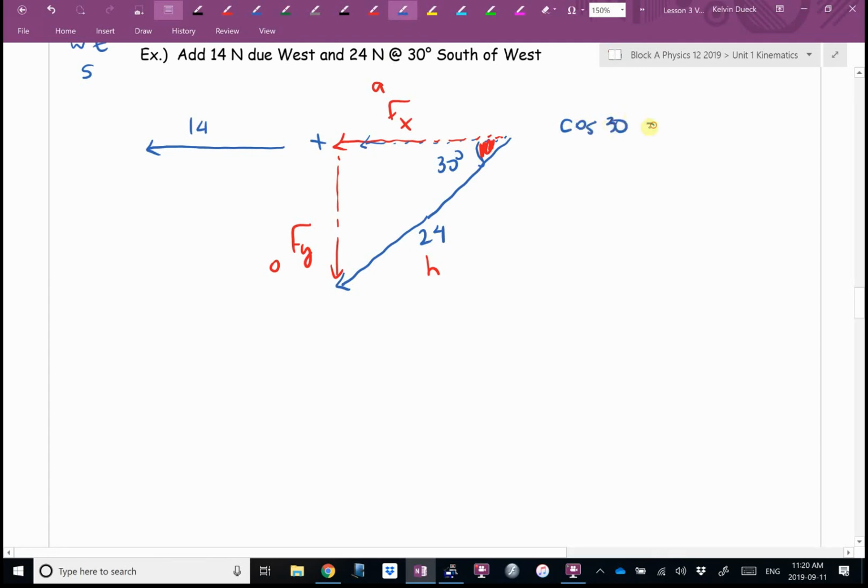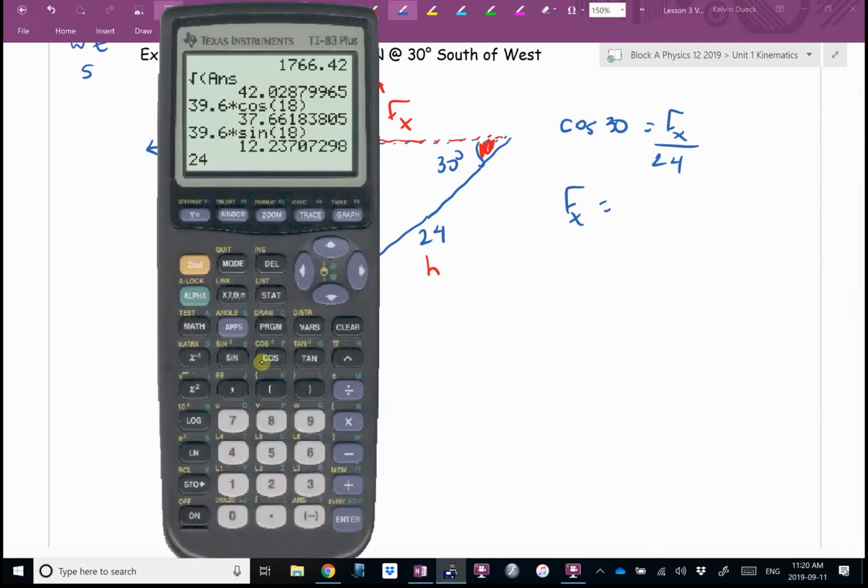Cos of 30 equals adjacent over 24. I think it's going to be 24 times the cos of 30, yes? Now, this is not my final answer, so I'm not going to round this to 3 sig figs. I'm going to keep like 5 or 6 sig figs because I'm going to be using this to find more stuff. So I'm going to go 20.7846 because there's a 0 after the 6th. That's a good place to round off. 20.7846.